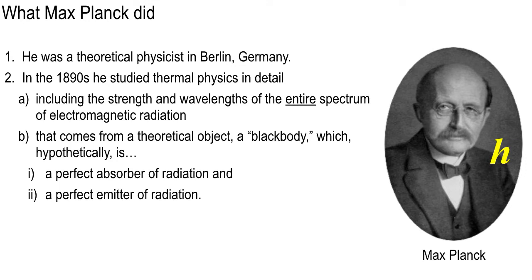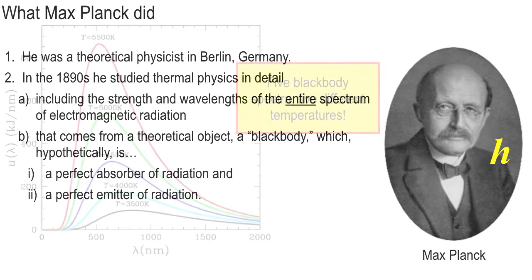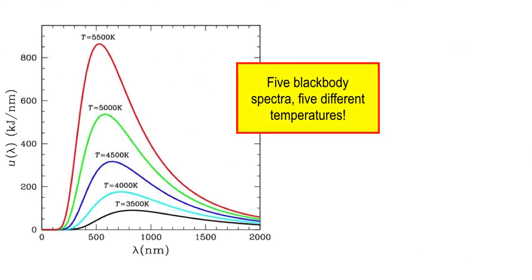Now, what they were looking at in Max Planck's day were distributions of intensity of light. And guess what distribution it had? It looked just like the Maxwell-Boltzmann distribution.